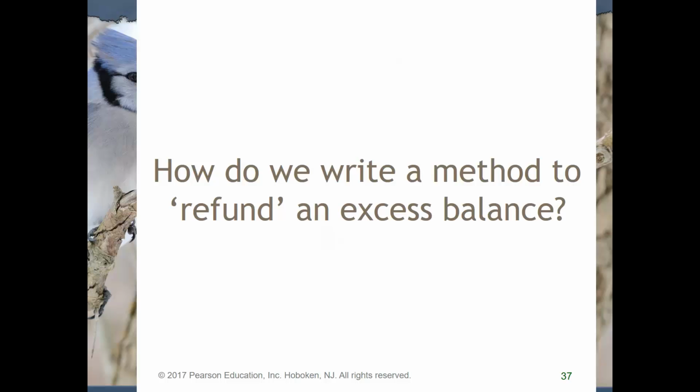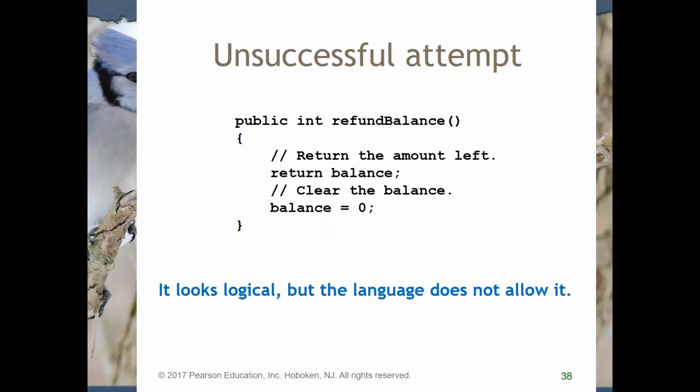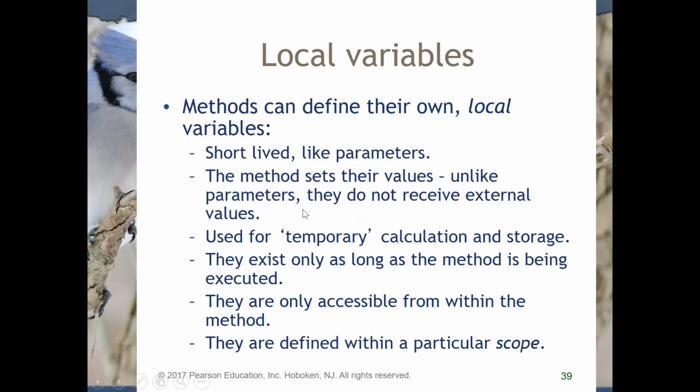How do we write a method to refund an excess balance? So in this case, return amount left, return balance, clear the balance to 0. Would that work in your opinion? Pause for a second and think about it. Think about what the return statement does if you went through the reading. The return is actually going to exit the code, so this line would never get executed.